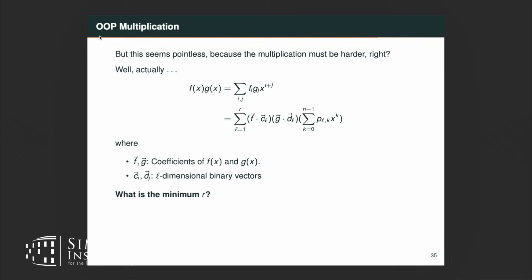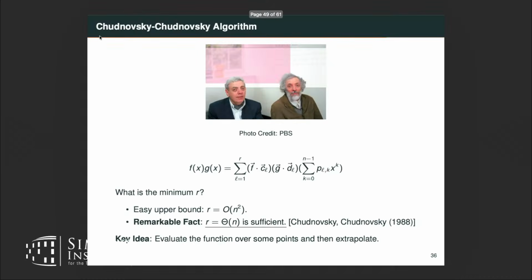Trivially, you can choose R to be n squared. If you look at this naive expression, there are naively n squared summations that you have to do. And you might think that you can't do anything better than that. But there's a pretty remarkable fact, which was discovered by Chinovsky writers in 1988, who showed that actually this R can be chosen to be at most linear in n. This is a non-trivial fact.